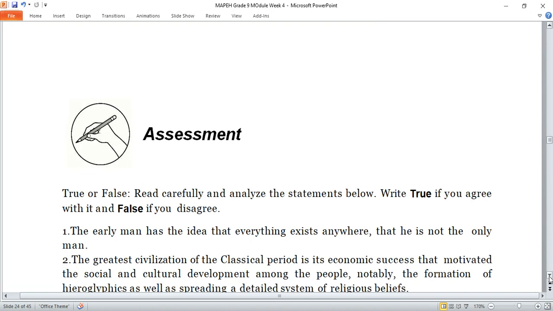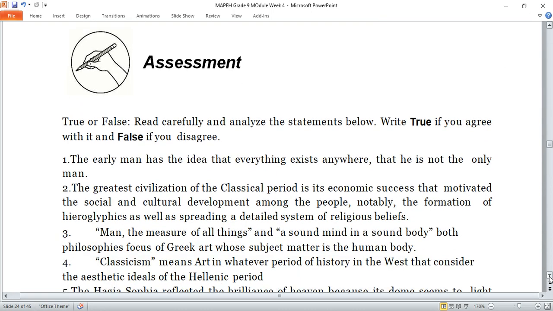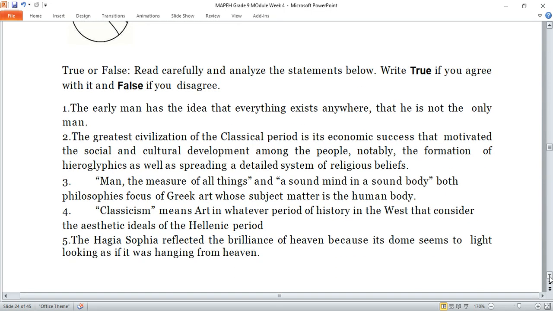Next, assessment. So true or false. Read carefully and analyze the statement below. Write true if you agree with it and false if you disagree. This is only 5 questions. Number 1, the early man has the idea that everything exists anywhere, that he is not the only man. True or false? Number 2, the greatest civilization of the classical period is its economic success that motivated the social and cultural development among the people, notably the formation of hieroglyphics as well as spreading a detailed system of religious beliefs. True or false? Number 3, man the measure of all things and a sound mind in a sound body.